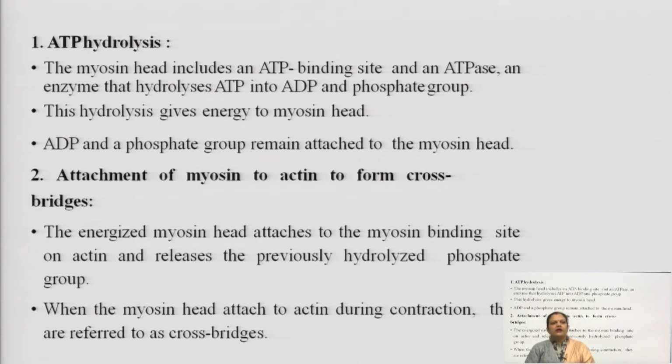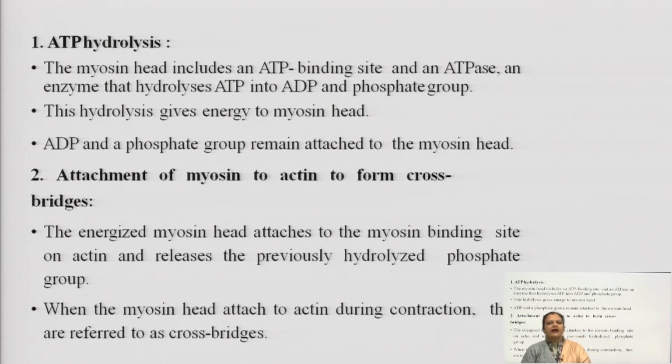So, ADP and a phosphate group now remain attached to the myosin head in the first step, that is, when ATP hydrolysis occurs. In the second stage, which is the attachment of myosin to the actin and making a cross bridge, meaning the overlapping of thick and thin filament, the energized myosin head attaches to the myosin binding site present on the actin protein and releases the previously hydrolyzed phosphate group.